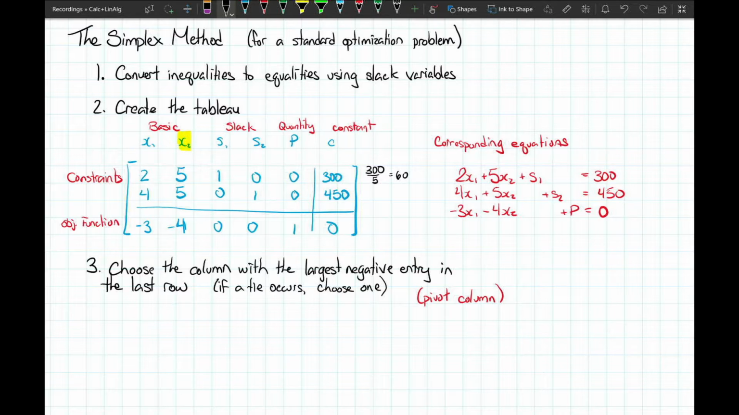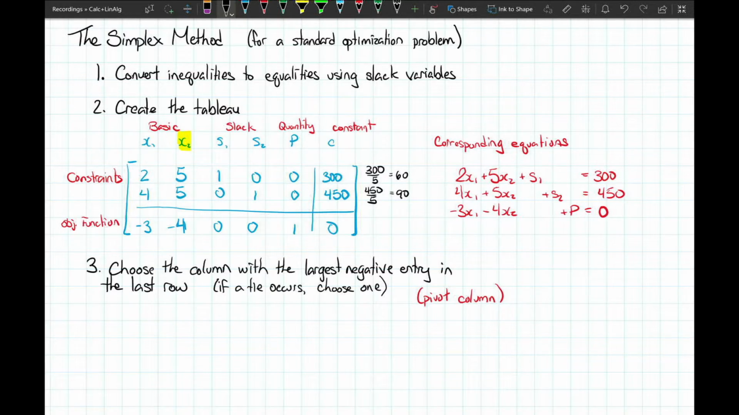In the second equation, trying to make x2 as big as possible can be done by letting x1 equal 0 and s2 equal 0. Because remember, they are greater than or equal to 0. And that means if we want to find out how big x2 can be, we're just going to take our 450 and divide that by 5. 450 over 5 is 90.